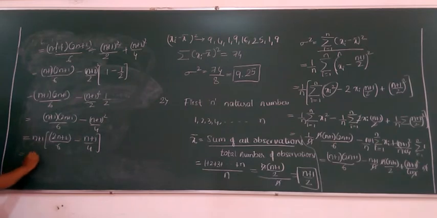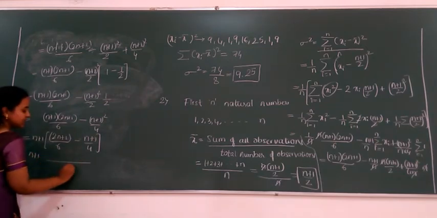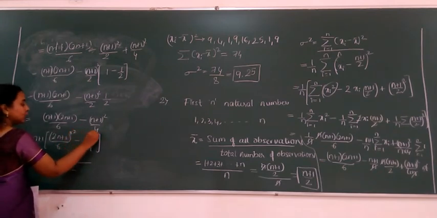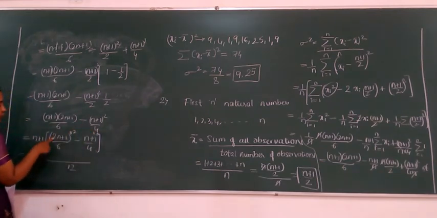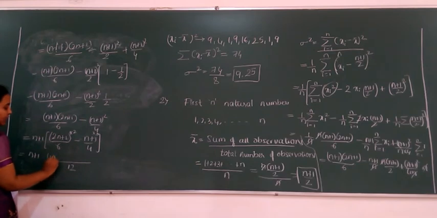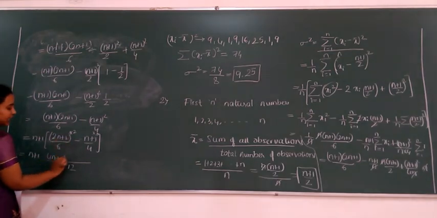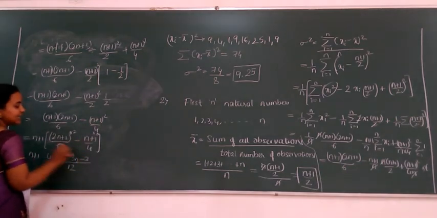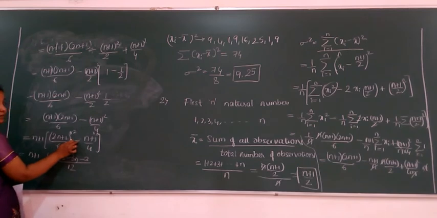Now what is the LCM in the bracketed term? The LCM is 12. So here you will multiply by 2, here you will multiply by 3. So 2 into 2n is 4n, plus 2 into 1 is 2. 3 into minus n is minus 3n. 3 into minus 1 is minus 3. You should be careful whenever minus is there.